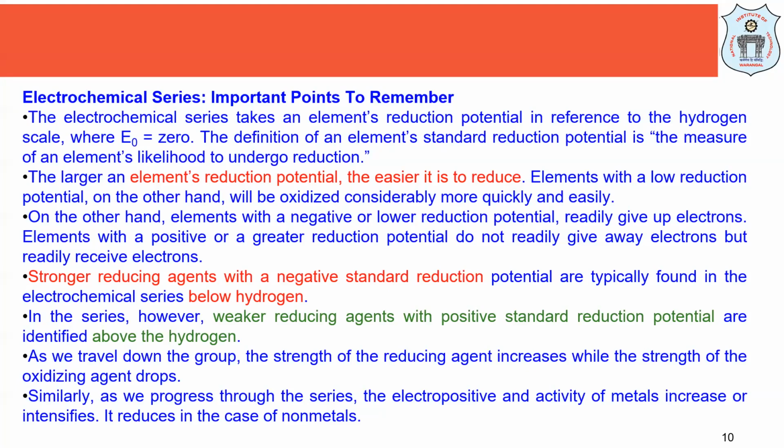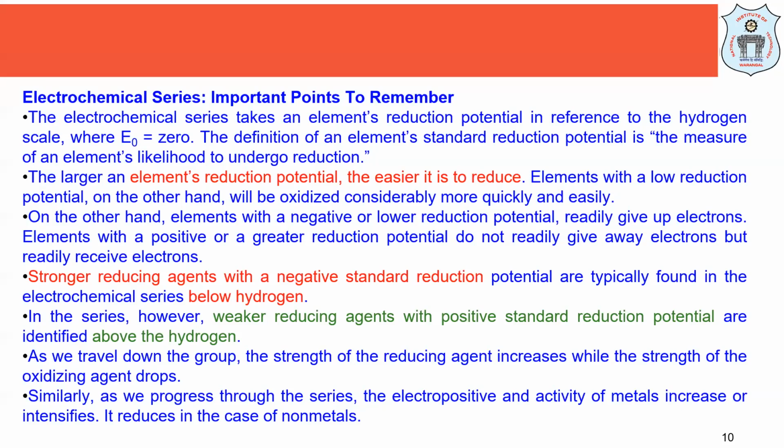So the larger an element's reduction potential, the easier it is to reduce. Elements with a low reduction potential, on the other hand, will be oxidized considerably more quickly and easily. So if you have strong reducing agents, they will have a negative standard reduction potential. They are typically found in the electrochemical series below the hydrogen. In a series, however, weaker reducing agents with positive standard reduction potentials are identified above the hydrogen.